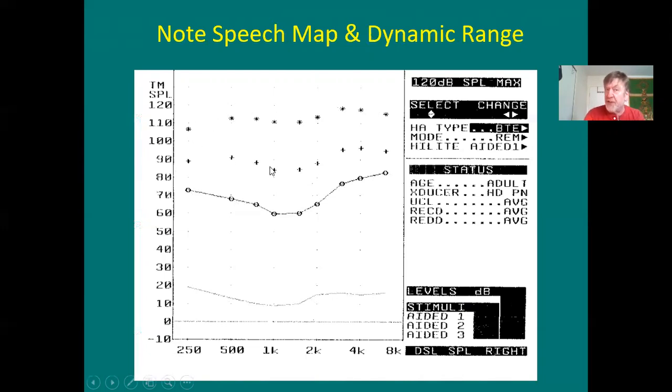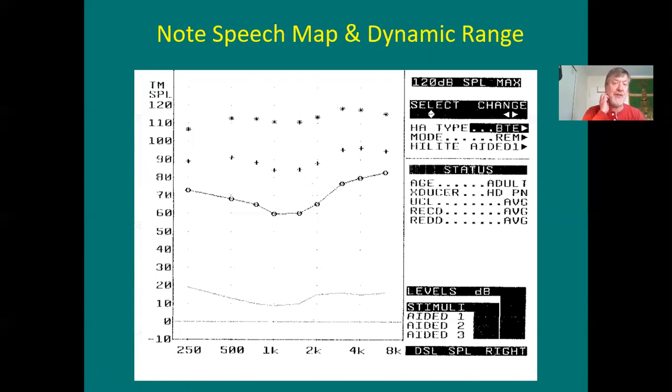And you have the plus signs in the center. Those would be maybe an output target for average inputs. Now you can see that these are kind of in the middle of the dynamic range. That's a bit high. Remember I showed you earlier you wanted the output targets for average inputs to be about a third above the thresholds, not really halfway above. So this is probably not NAL-2, not NAL-1, not DSL 5. It's probably DSL 4, which, as we all recall, was a high-power, hungry hearing aid fitting method, no longer used.